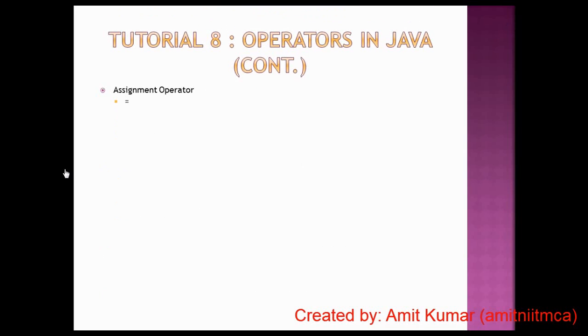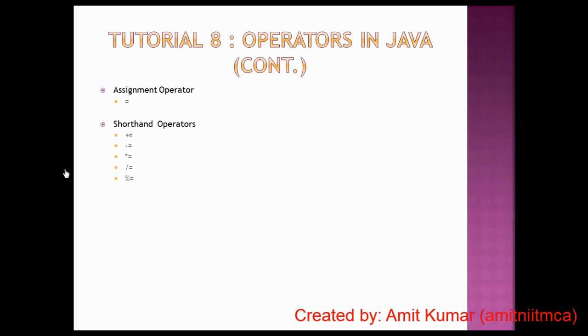The next operator to discuss is assignment operator. As I told you, assignment operator is an operator used to assign value of an expression or value of a variable or value of a literal to another variable. So whatsoever is on the right hand side of the assignment operator, that value is evaluated first and is assigned to the variable present on the left side of the operator.